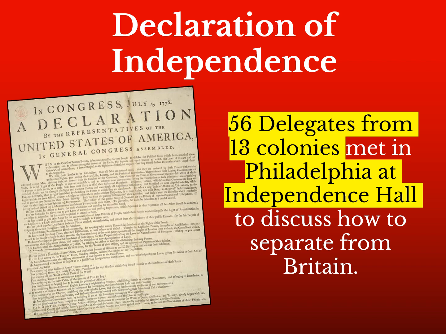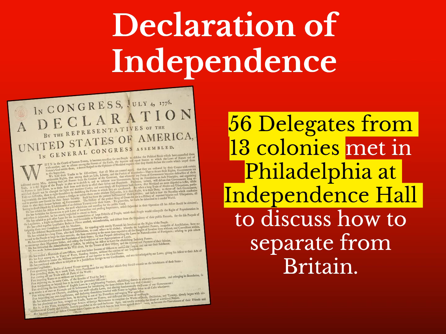56 delegates from 13 colonies met in Philadelphia at Independence Hall to discuss how to separate from Britain. So Pennsylvania, where Benjamin Franklin is from, has a very historic hall called Independence Hall. If you go there today, there's a giant bell hanging over it called the Centennial Bell, where once the Liberty Bell was hung until it was replaced by the Centennial Bell. But they met to discuss how they were going to break away from Great Britain. What is the best way to do this?